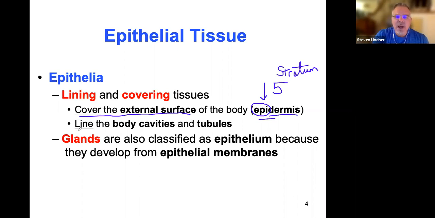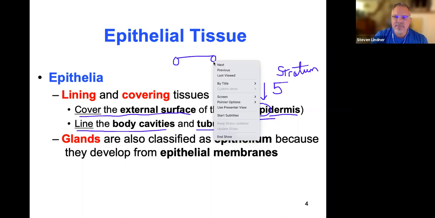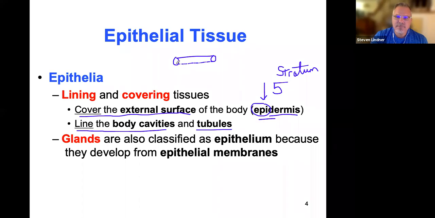Epithelium also lines body cavities and tubules. So I'll give you an example. This is a tube, a tubule. And we have tubules throughout the entire body. Arteries are tubules, veins are tubules, the esophagus is a tubule, the trachea is a tubule, the small and large intestine are tubules. Anything that makes up a tubular-like system is considered a tubule, okay? And it also lines body cavities.